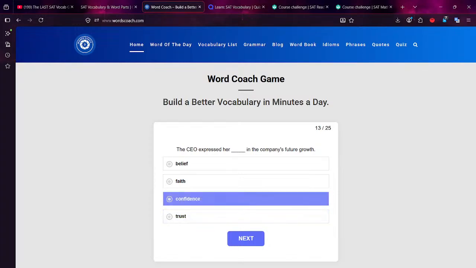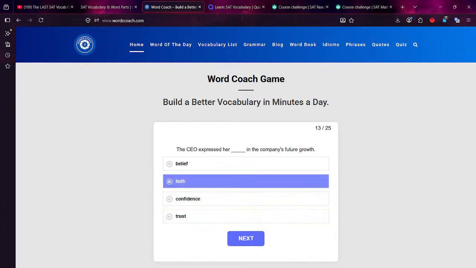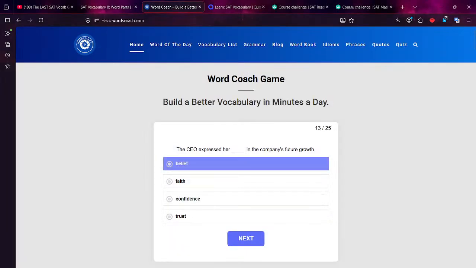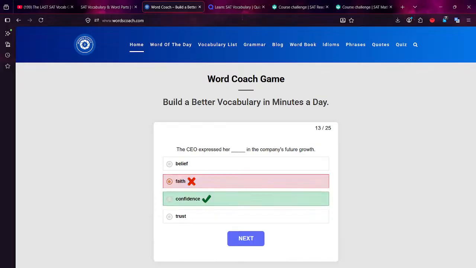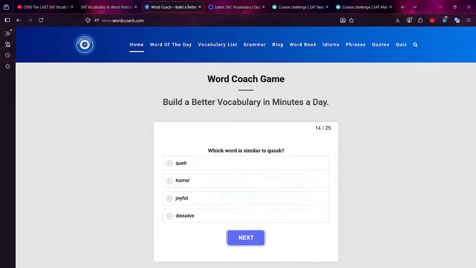The CEO expressed her belief in the company's future growth. That does not make too much sense, right? If you're having belief in something, that's where you're thinking about the company's future growth. Faith is when you have faith in the company's future growth. Think faith. Confidence. Okay.